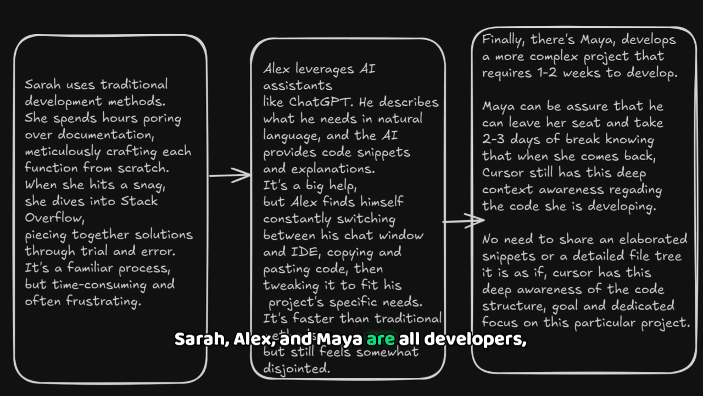Sarah, Alex, and Maya are all developers, but they approach their work in very different ways. Sarah sticks to traditional development methods. She spends hours sifting through documentation and meticulously writes each function from scratch. When she hits a roadblock, Sarah dives into Stack Overflow, hunting for solutions, piecing them together through trial and error. It's a familiar process, one she's used to, but it's time-consuming and often frustrating. Every bug feels like a puzzle she needs to solve on her own, and progress can be slow.